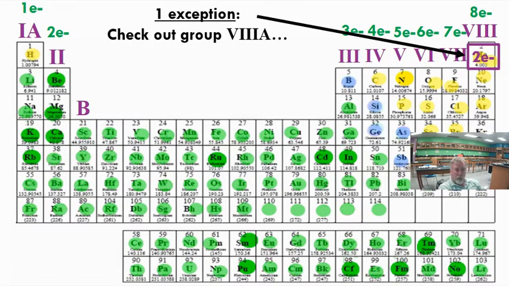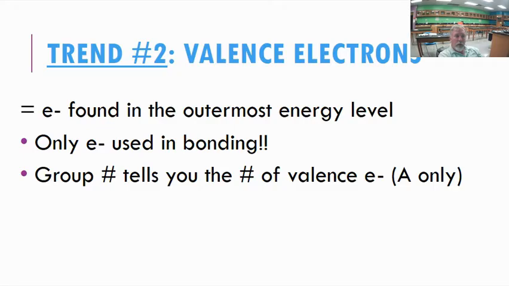Helium, again, only has 2 valence electrons. Now, remember, we're talking about valence electrons. They're only used in bonding. And again, the group number tells you the number of valence electrons, except for helium.